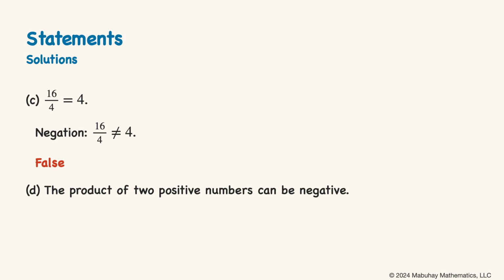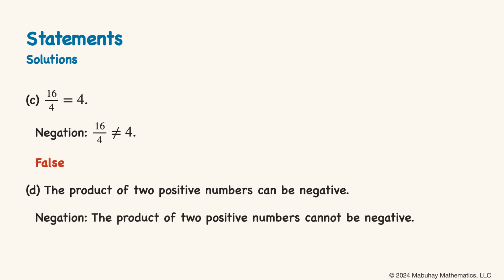Part D, the product of two positive numbers can be negative. You can, again, think about whether that's true or false. The negation would be: the product of two positive numbers cannot be negative. We can inject the word "not" in the right place in this case. We can turn the word "can" into "cannot." And what about the truth value? Is the negation true or false? Well, the original statement, the product of two positive numbers can be negative, is false. Two positive numbers can't make a negative, so the negation has to be true.